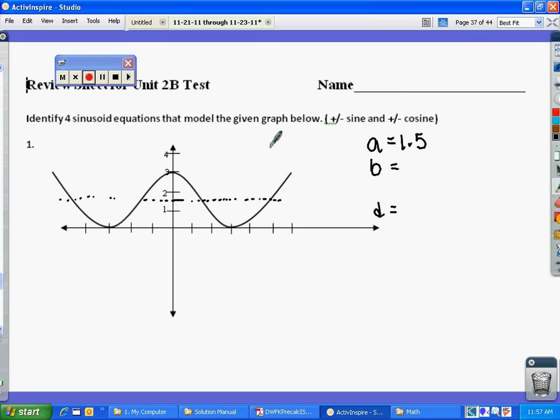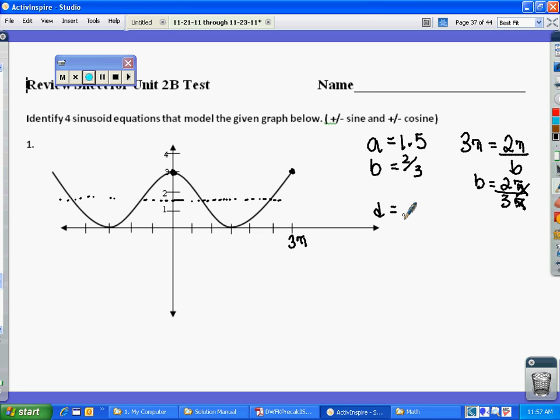Your b value is going to be the period of the function, so you need to identify a full cycle. In this case, the easiest thing to identify is a cycle from here to here. You were also given that this was 3 pi. So from one starting point to another starting point, the entire period is 3 pi. So to identify b, you set the period equal to 2 pi over b. Solving for b will give you 2 pi over 3 pi, which the pi's will cancel out, and you'll be left with 2/3.